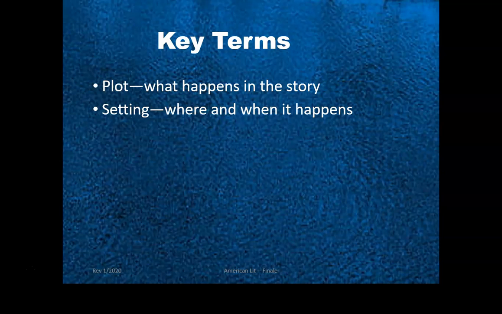Plot is what happens in a story, and setting is where and when it happens. So if you saw the recent movie A Star Is Born, the plot is the main character gets discovered as a singing sensation and she grows and becomes a great star. The setting is contemporary America, and it revolves around the music scene in the United States.